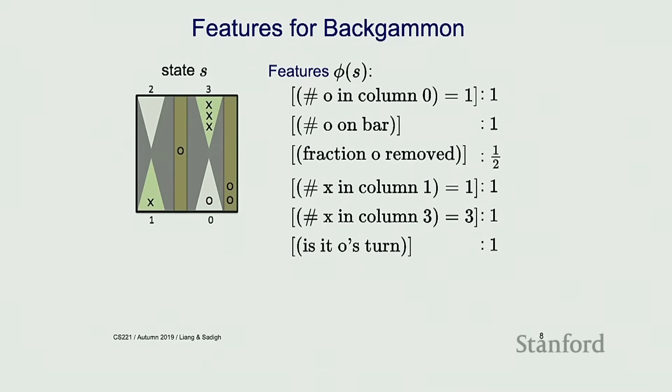It's O's turn, so that's equal to 1. Okay? So we have a bunch of features. These features kind of explain what this board looks like or how good this board is. And what we want to do is figure out what weights we should put for each one of these features and how much we should care about each one of them. So that is the goal of learning here.